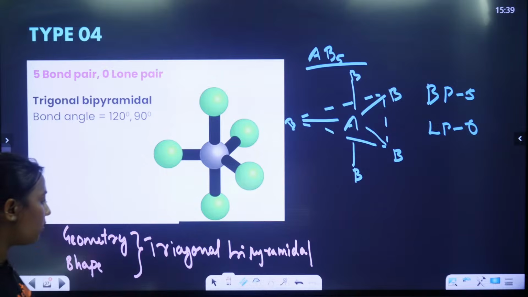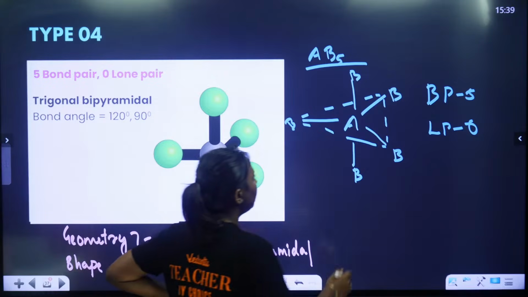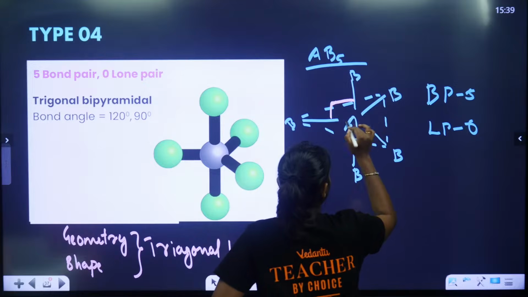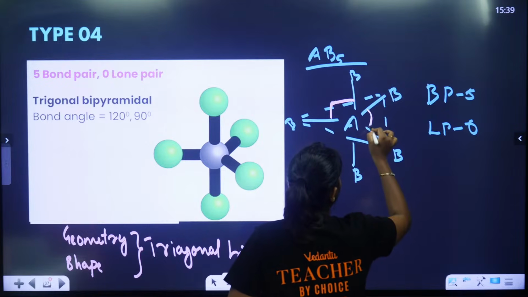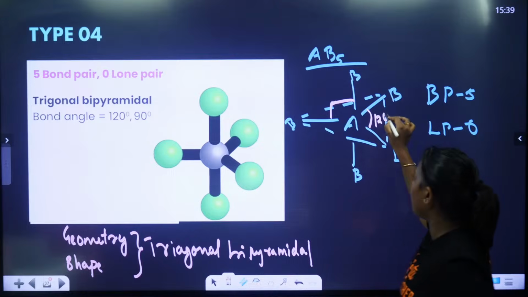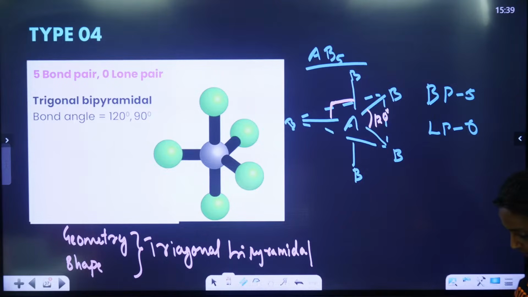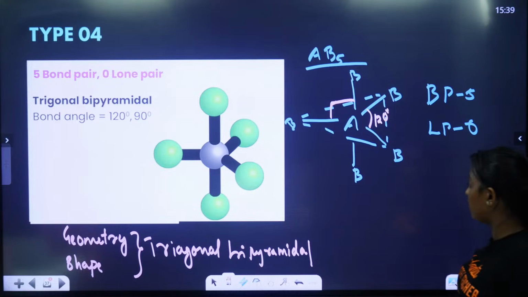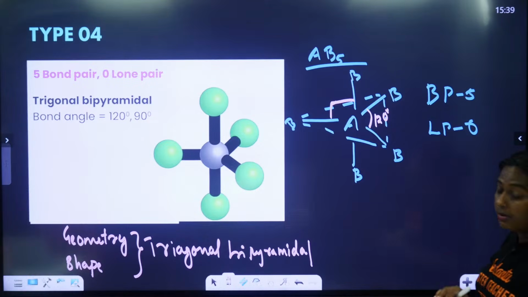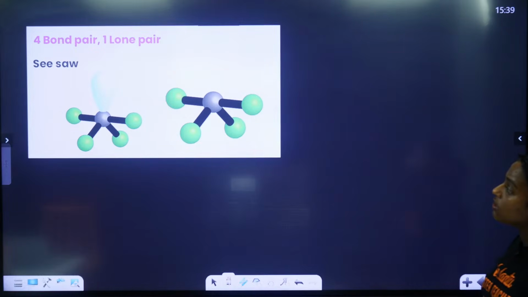And what is the bond angle, guys? Here you can see two bond angles. One is 90 degree, another one is 120 degree. Yes, 120 degree bond angle and 90 degree bond angle. Here you can see two bond angles.